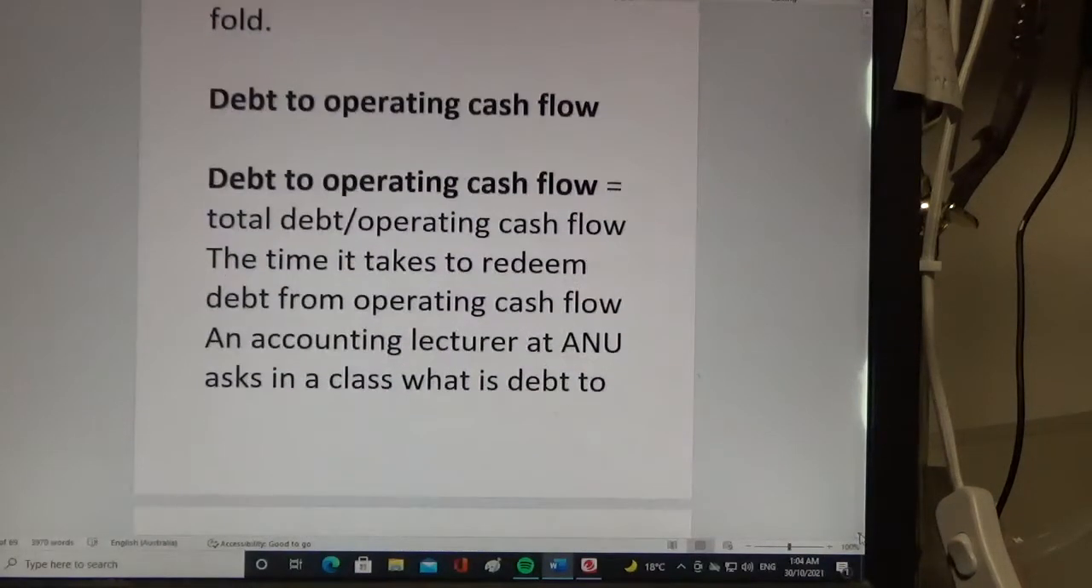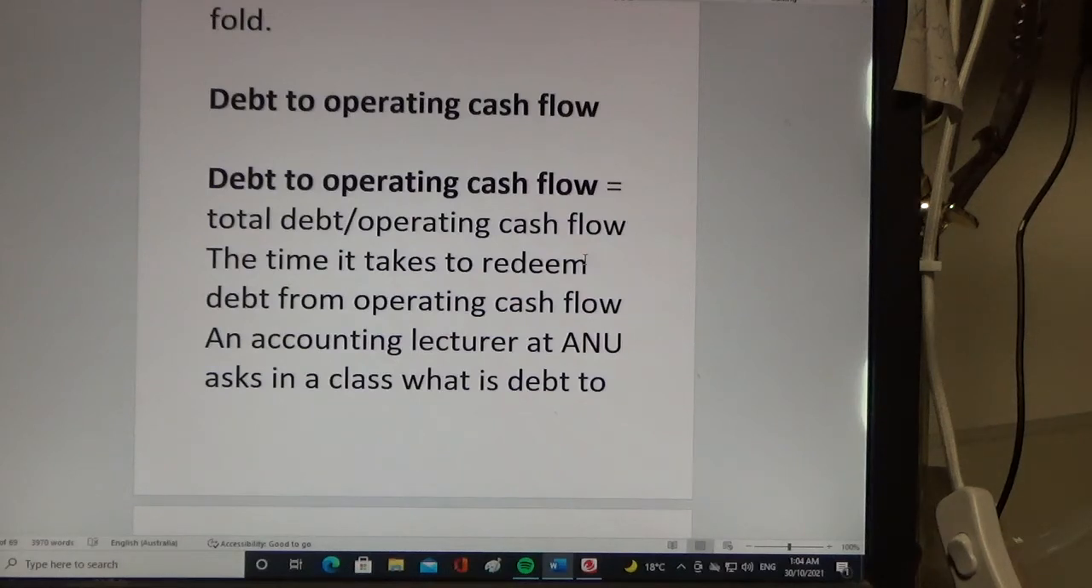Debt to operating cash flow. Debt to operating cash flow equals total debt divided by operating cash flow. Operating cash flow being a section in the cash flow statement. The other two being investment and financing cash flows. So operating cash flow is really important for day-to-day operations, calling on that to settle short-term to intermediate debts. The time it takes to redeem debt from operating cash flow.